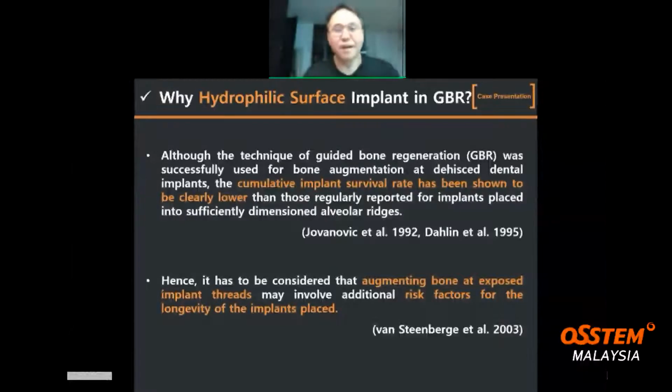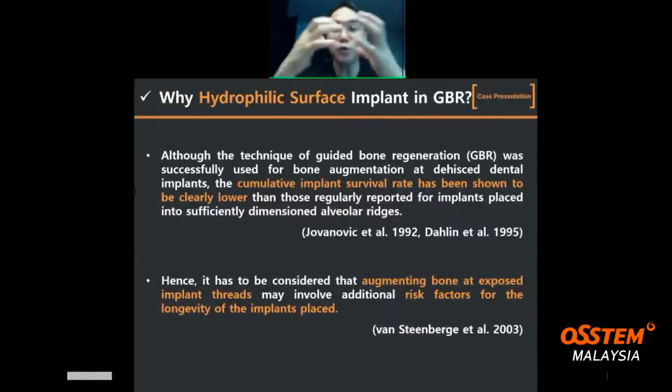So as you all know, cumulative implant survival rate has been shown to be clearly lower than those regularly reported for implants placed into sufficiently dimensioned alveolar ridges. GBR should be considered as a risk factor for the implant longevity. Augmenting bone at the exposed implant thread may involve additional risk factors for the longevity of dental implants. So when performing the GBR to cover the exposed implant, we should do our best to maximize the predictability of newly formed bone.